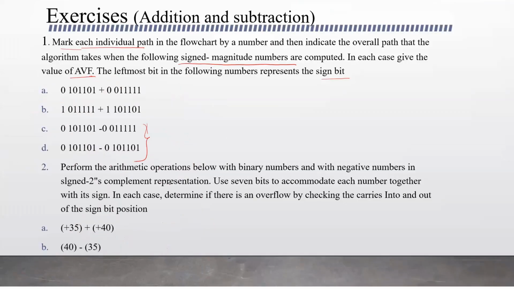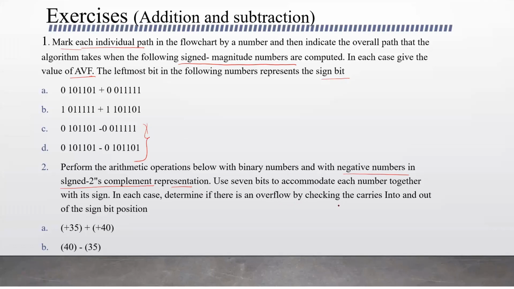And the second question here. Now perform the arithmetic operations with binary numbers and with negative numbers in signed 2's complement representation. Negative numbers should be in 2's complement representation, and use 7 bits to accommodate each number together with its sign. In each case, determine if an overflow occurs by checking the carries into and carries out of the sign bit position.